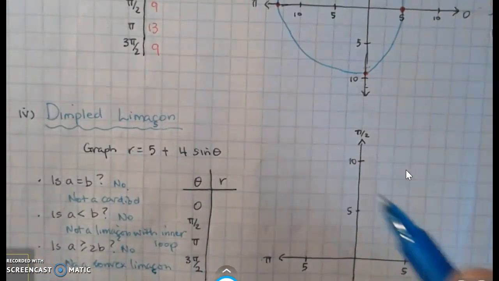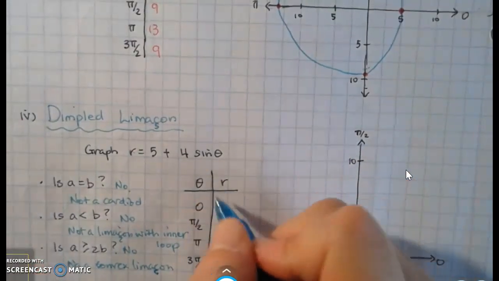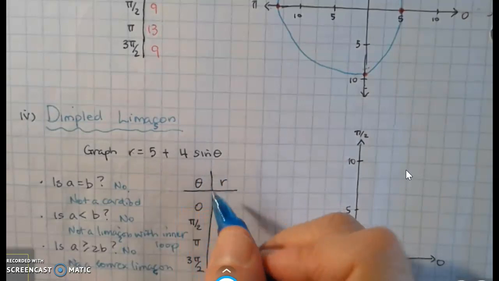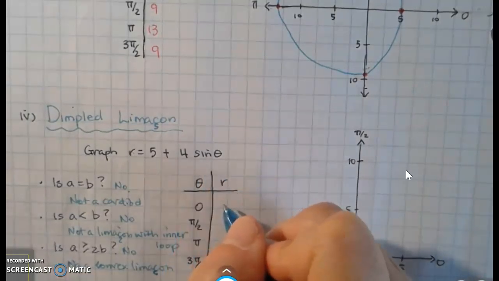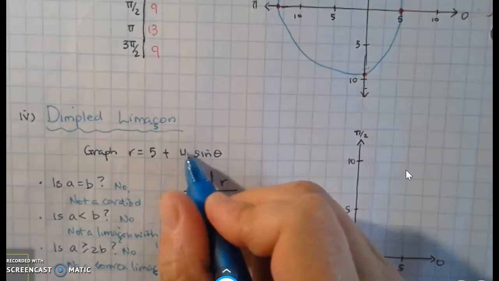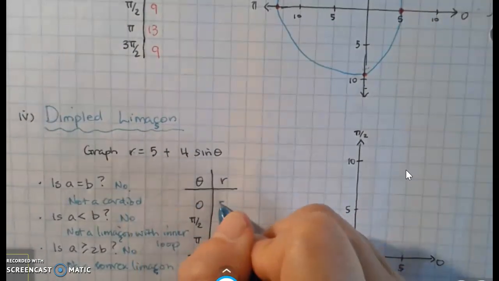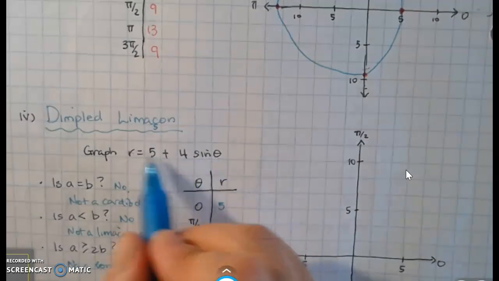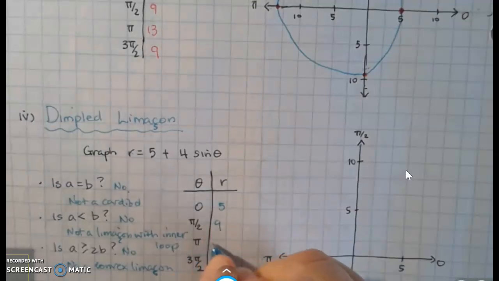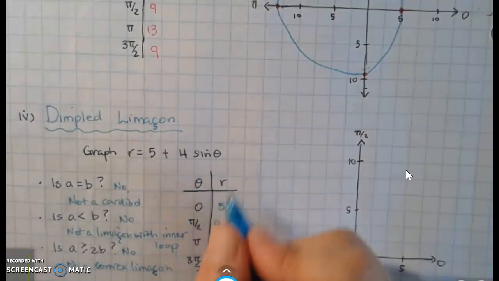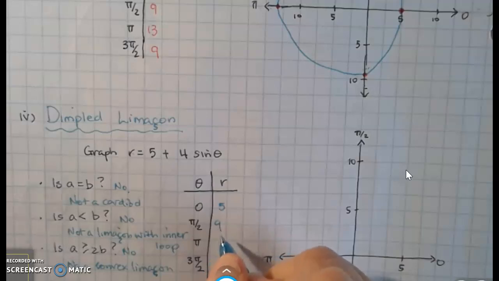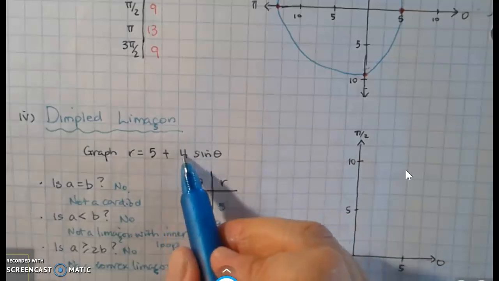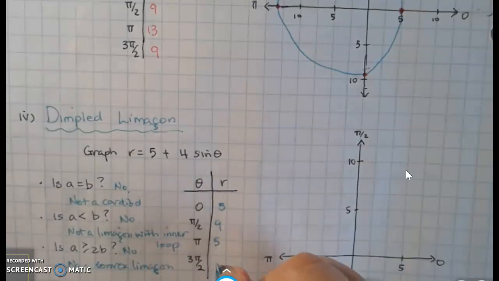Okay, so this is my dimpled limaçon, and again I'm going to evaluate the key points. At theta equal to 0, sine is going to be 0. 0 times 4 is 0, plus 5 is just going to be 5. At pi over 2, sine is going to be positive 1, times 4 is 4, plus 5 is 9. At pi, sine of pi is 0, times 4 is 0, plus 5 is just 5, and then at 3 pi over 2, sine is negative 1. Negative 1 times 4 is negative 4, plus 5 is positive 1.